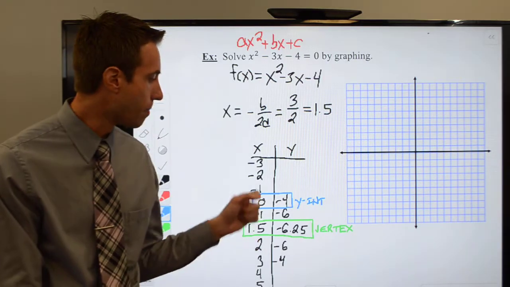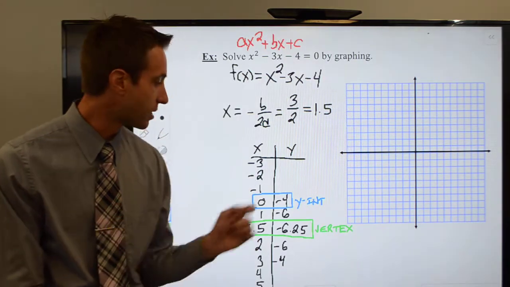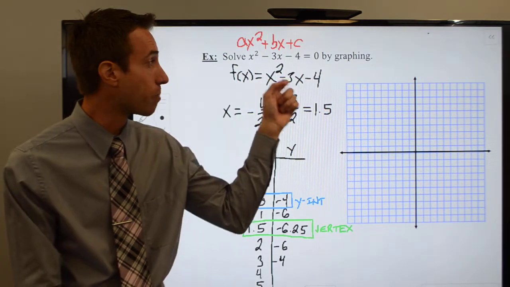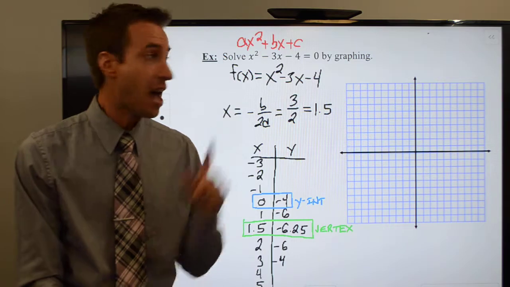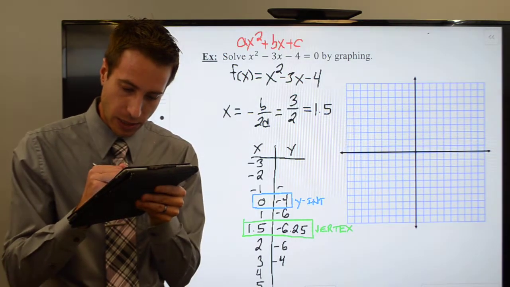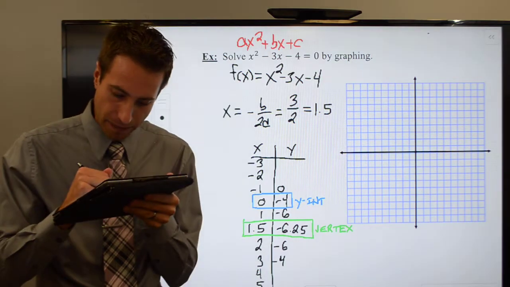Awesome, let's keep going. I'm going to plug in a -1. -1 squared is a +1. -1 times a -3 would be a +3. I have 1 plus 3, which would be 4. And 4 minus 4 is 0. So 0. And whatever -1 is, 4 will be the same.